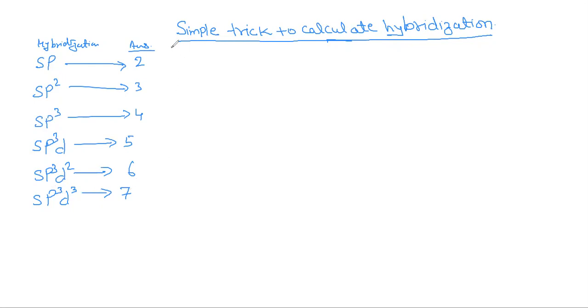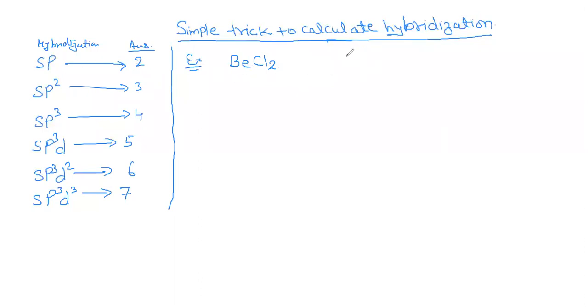Now, how do we calculate the answer like this? First, let me explain with one example. The example I have taken is BeCl2. What is the formula to calculate the answer?